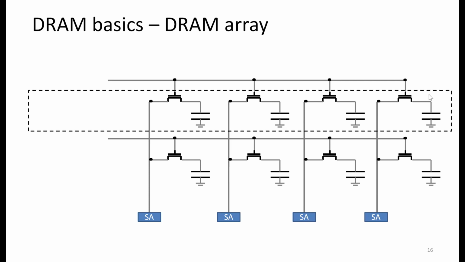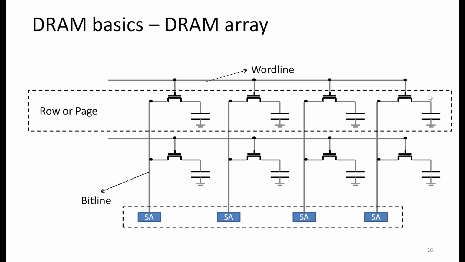The group of cells which are in one single row now form our page, and the wire which is connected to all the gate terminals in the row is called the word line, and the wire that connects to all the drain terminals in the column is the bit line. Now the sense amplifiers, the group of these will form our row buffer.